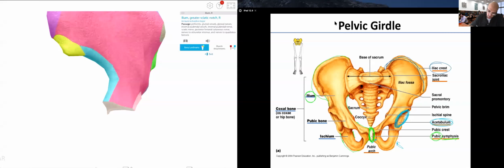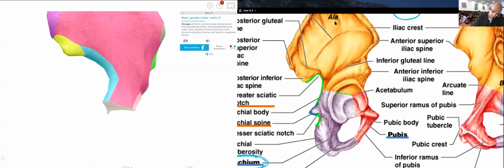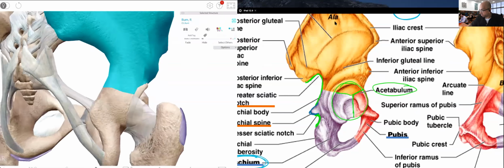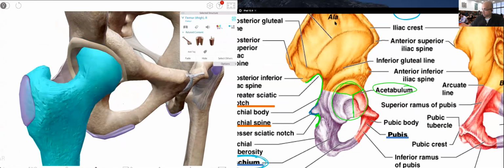Three bones are fused together inside this cavity. We call the cavity here my acetabulum, and the acetabulum is the site of the articulation of the head of the femur, as you see on here. The head of the femur along with the acetabulum will form the hip joint.